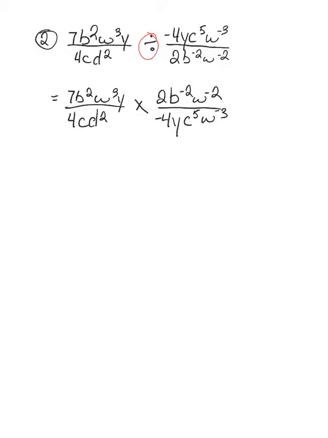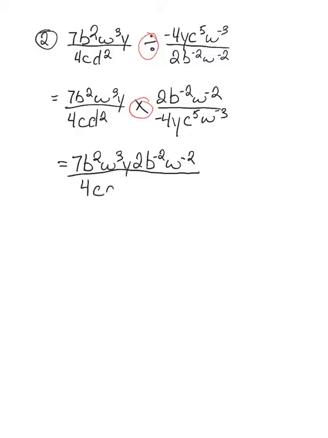So now, as we can see, multiplying means we can bring these two fractions together as one. So equals 7b squared w cubed y 2b to the negative 2 w to the negative 2 all over 4cd squared times negative 4y c to the fifth w to the negative third.